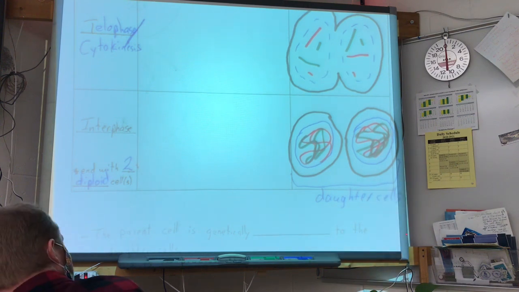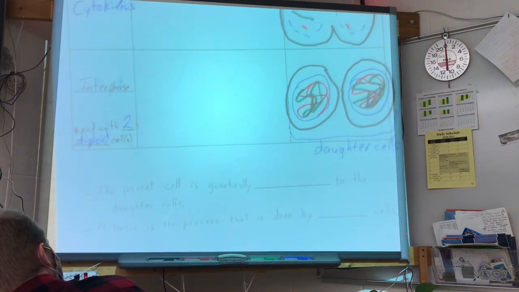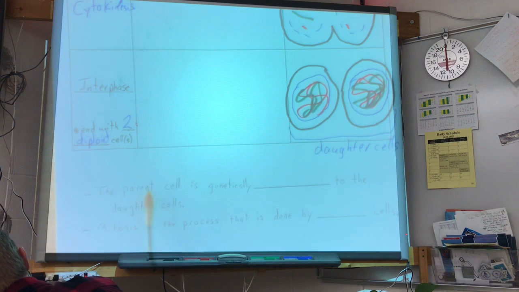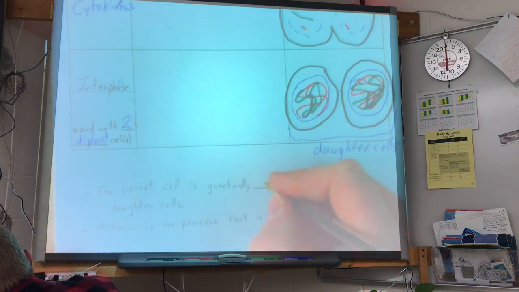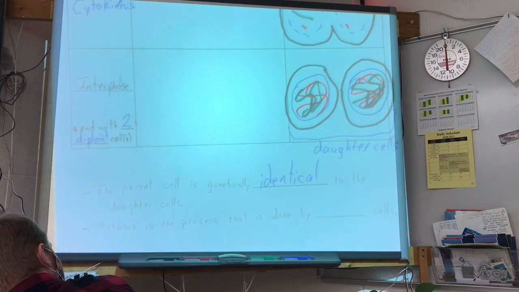to one another. And what we start with is the parent cell. So the parent cell is genetically blank to the daughter cells. Identical, yep. The parent cell is genetically identical to the daughter cell.